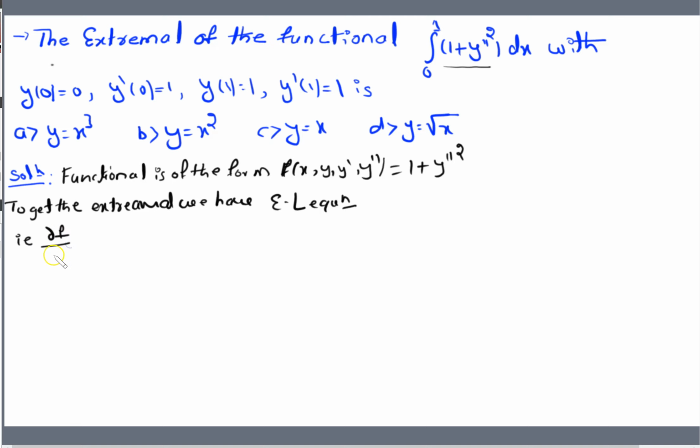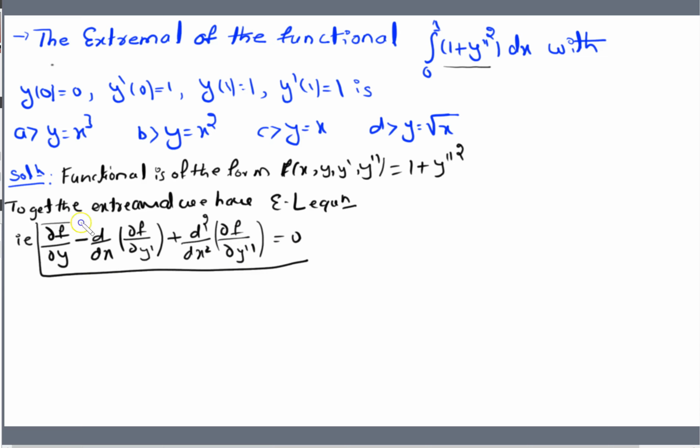That is, dou f by dou y minus d by dx of dou f by dou y dash plus d square by dx square of dou f by dou y double dash is equal to 0. Now this is the suitable Euler-Lagrange's equation for that extremal. Therefore, we need to find all these values in that extremal.